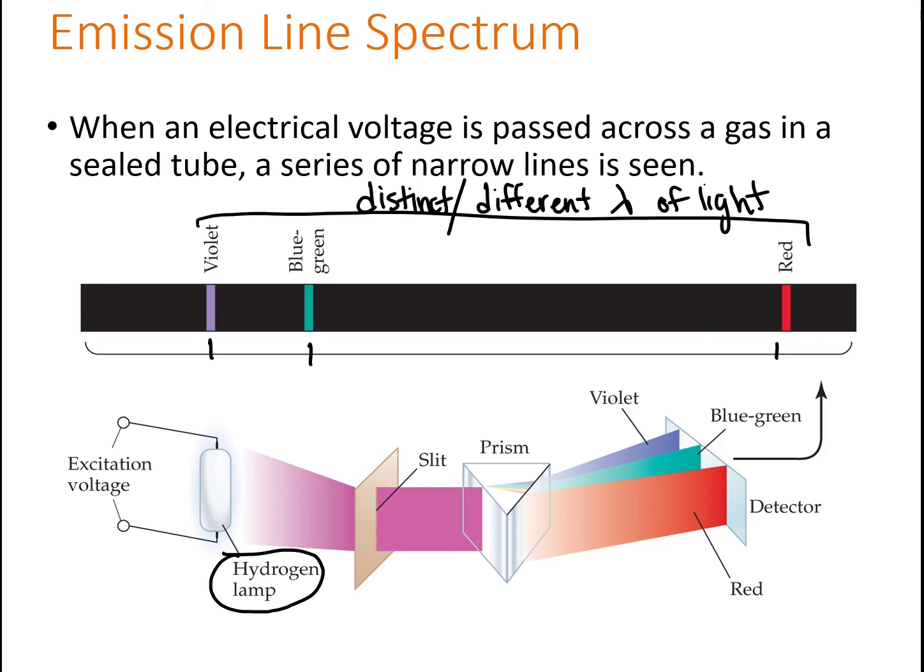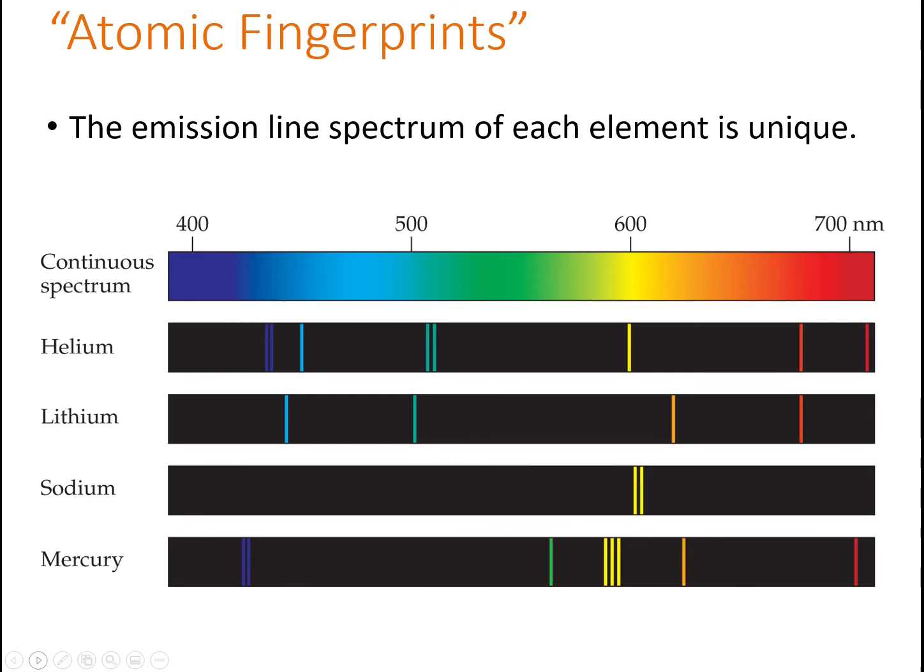And each element has its own atomic fingerprint. You can do this with helium, lithium, sodium, all the different elements, and you will see a different emission line spectrum for each element. So it's kind of like a fingerprint. You can tell what you have based on what you see here. And they're always discrete bands. Not a smear of colors, not a tie-dye shirt. We're talking about distinct lines in each spectrum.